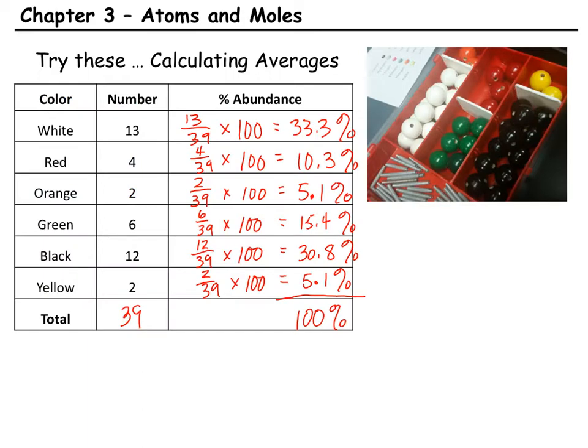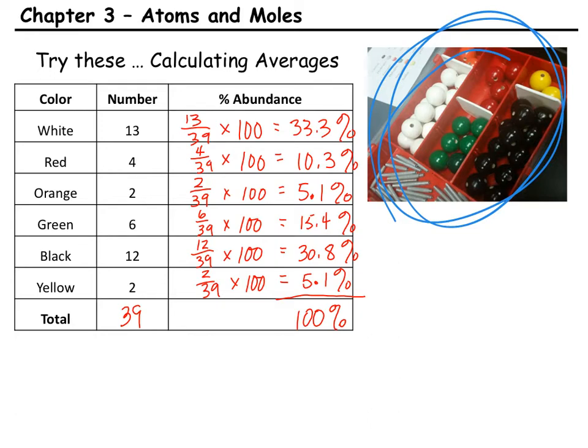Now, doing that with a large number of atoms might be kind of difficult, so we have to do it a little differently. Let's consider this example here. Here we have this molecular model kit. It has a bunch of marbles in it of different colors. We may look at that later down the road. I took that box and I counted up all the different colors that were in there, and here's the data that I got. I have 13 white ones and 4 red ones and 2 orange ones and so on. The total number of marbles in the box then is 39.